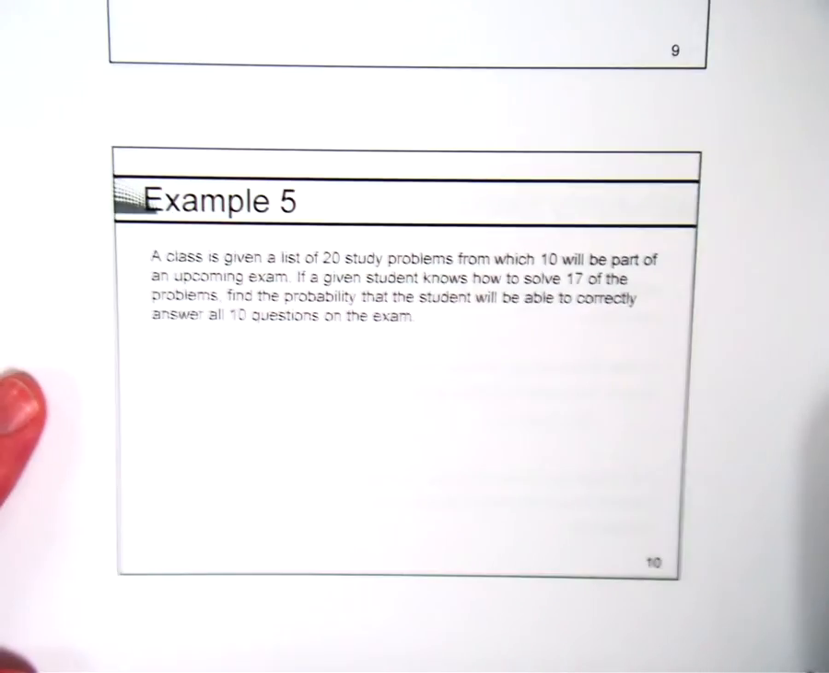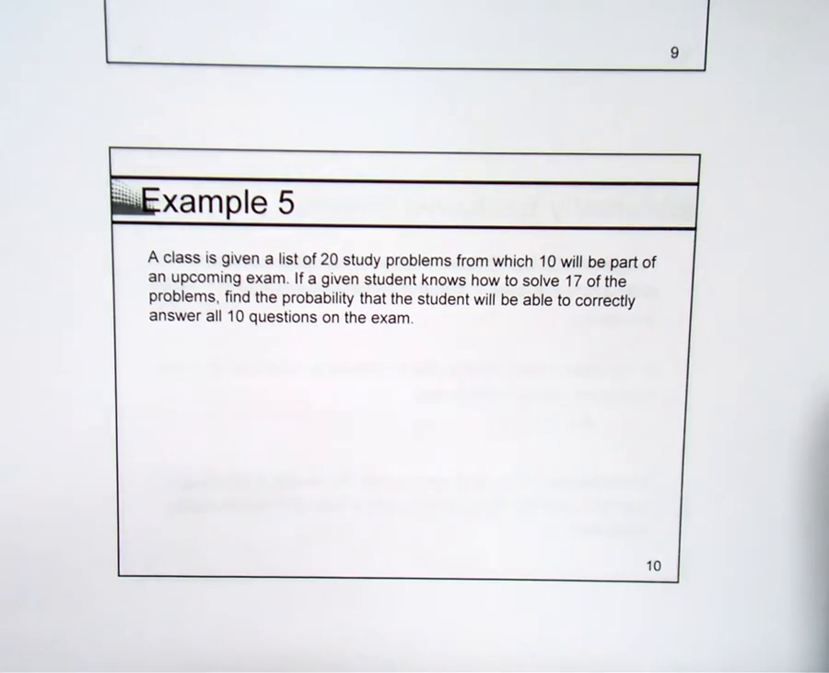A class is given a list of 20 study problems, from which 10 will be part of an upcoming exam. If a given student knows how to solve 17 of those problems, find the probability they will be able to answer all 10 questions on the exam.